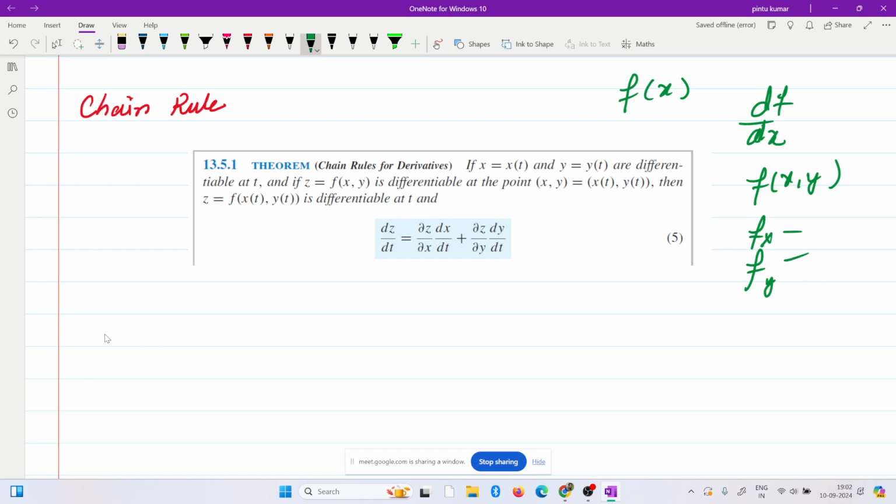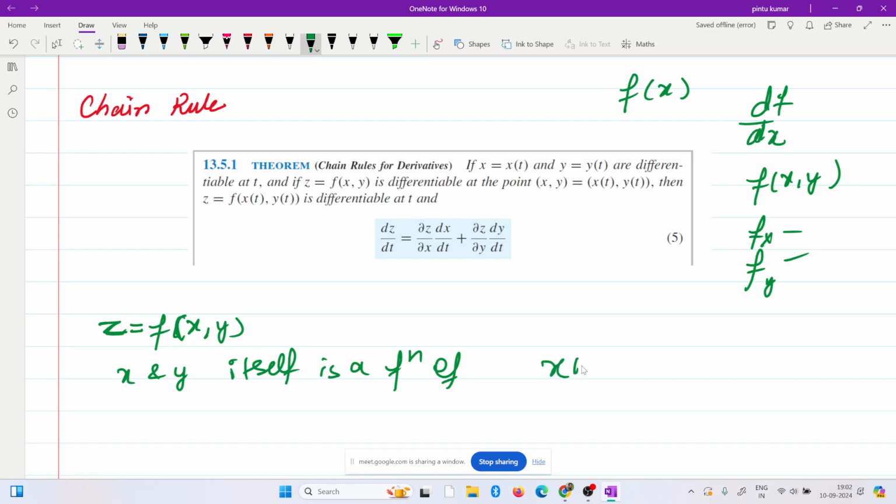Now let's say z is a function of x comma y, and x and y themselves are functions of some t. So x is some function x of t and y is some function y of t. Then how do you find the derivative?